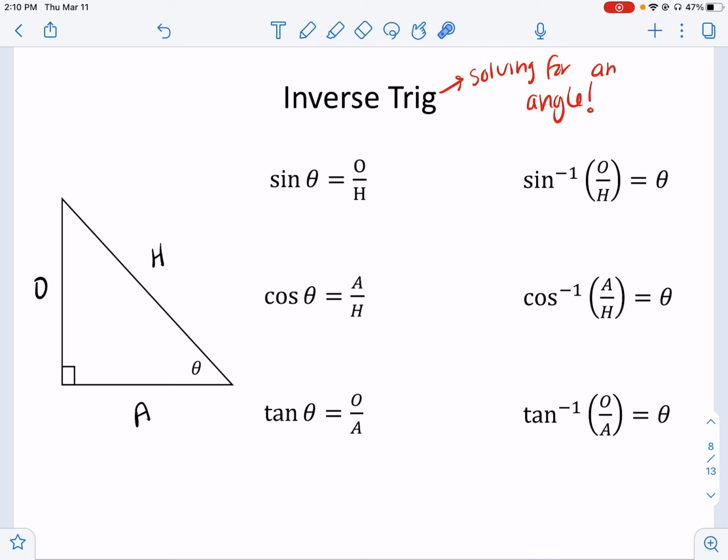Inverse trig switches the location of the theta, your angle, and the ratio. So if we did sine of some angle, it would give us a ratio. If I put into my calculator the sine of 30 degrees, it's going to give me out 1/2, which means the ratio of the opposite over the hypotenuse always has to reduce down to 1/2.